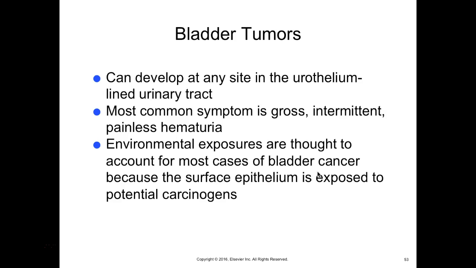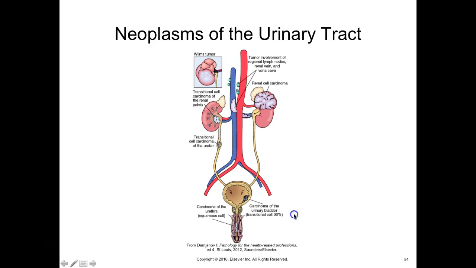So environmental exposures are thought to account for most cases of bladder cancer because the surface epithelium is exposed to potential carcinogens. So with environmental exposures to chemicals, what happens is they go through the bladder, and the endothelium and the epithelium are actually exposed to these carcinogens through passing through the epithelial layers.